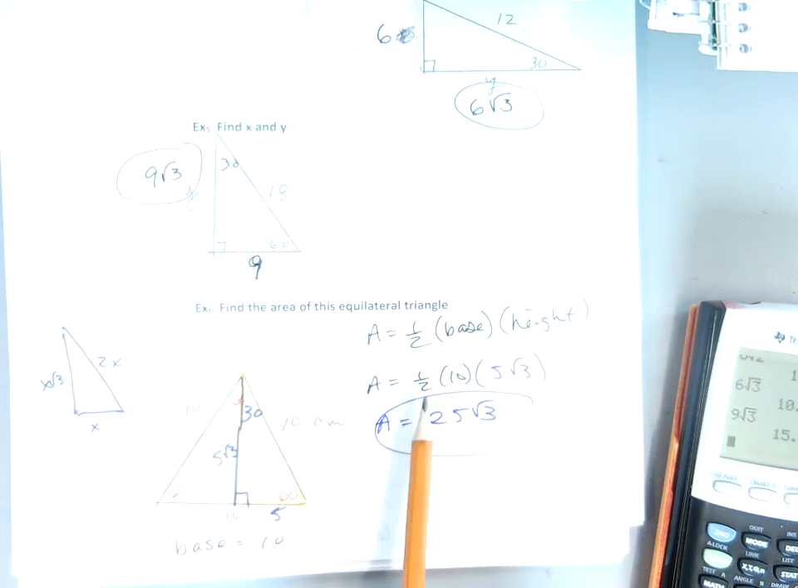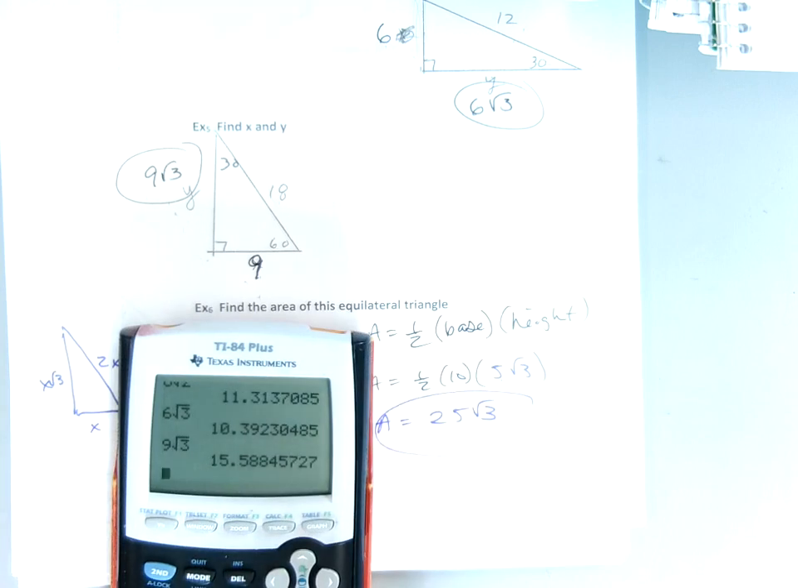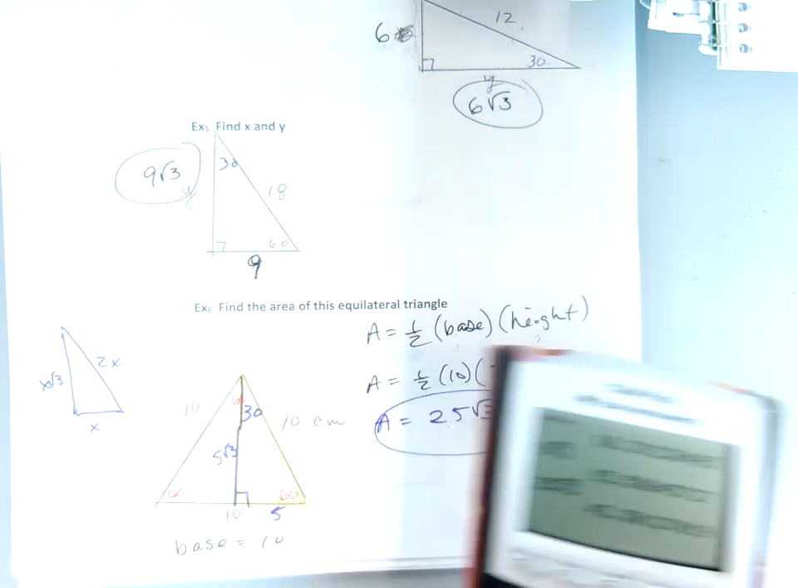So I can go and plug in my base and my height, 5 square root of 3. And I get an area of half of 10 is 5. 5 times 5 is 25. 25 square root of 3. Or if you want a decimal, you can, 43.3. Okay, and that's all I had.